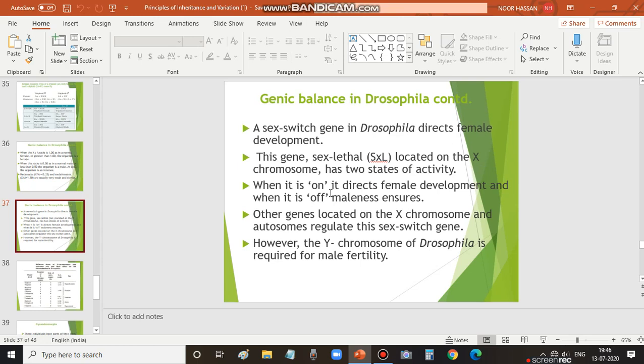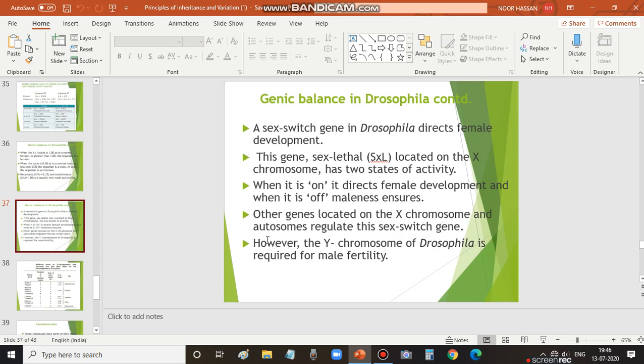When this gene is on, it directs female development, and when it is off, maleness ensues. When the SXL gene is switched on, it directs female development, and when it is off, maleness is produced. Other genes located on the X chromosome and autosomes regulate this sex switch gene. So this SXL gene is regulated by other X chromosome genes and autosomes.